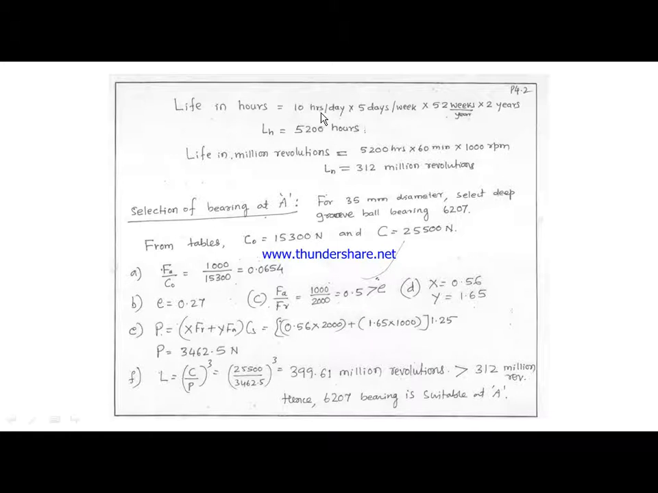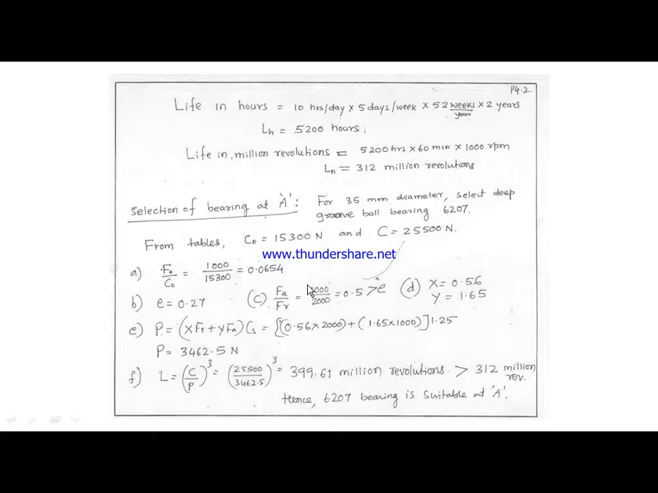It operates for 10 hours per day, 5 days in a week. There are 52 weeks in a year, and it has to work for 2 years. So hence life of the bearing in hours is 5200 hours. Similarly, if you convert this LH to L, in millions of revolutions, it is 5200 hours into 60 minutes into speed of the shaft 1000 RPM. So you will get 312 million revolutions, or 312 into 10 to the power of 6 revolutions.